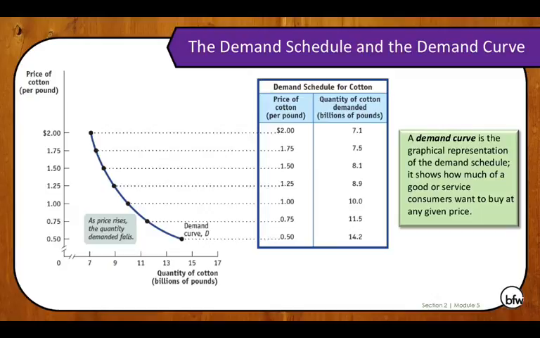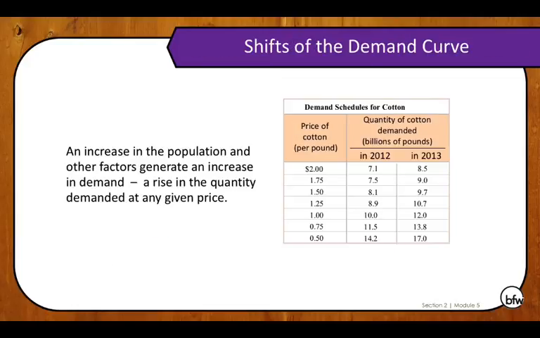So a demand curve is the graphical representation of the demand schedule, and it shows how much of a good or service consumers want to buy at any given price. But when we said other things being equal, we were implying that there are other things that can affect our willingness to buy a good.